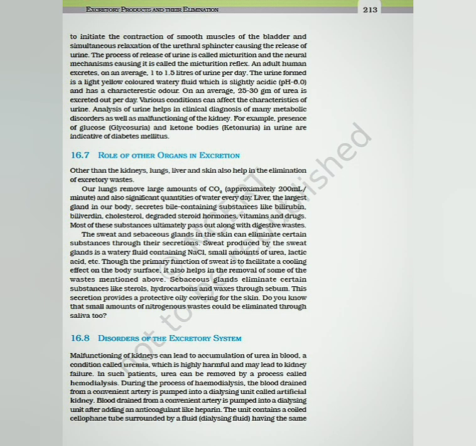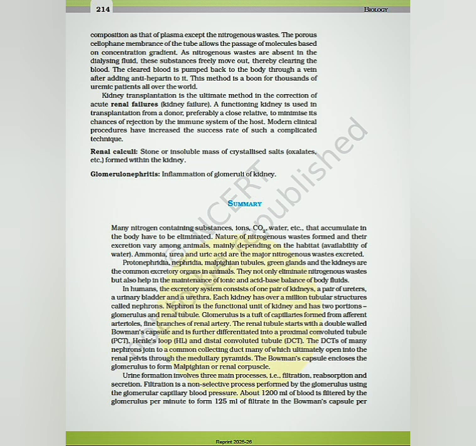During the process of hemodialysis, blood drained from a convenient artery is pumped into a dialysis unit called an artificial kidney, after adding an anticoagulant like heparin. The unit contains a coiled cellophane tube surrounded by a fluid, the dialysing fluid, having the same composition as that of plasma except the nitrogenous waste.